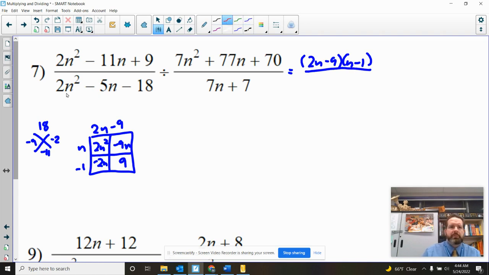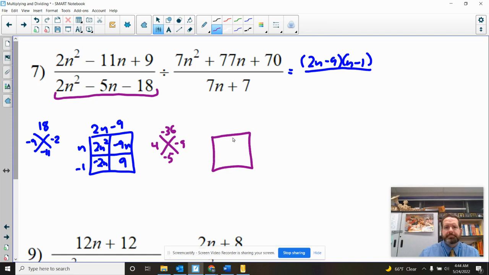Now down below, let's do this one in purple. So looking now for two numbers that multiply to negative 36, add up to negative 5. That's going to be negative 9 and positive 4. So 2n to the second minus 18. And then here, one of them gets the negative 9, one gets the 4. So here, 2n minus 9 in common. Well, that's nice. That'll end up canceling away. And then here, an n plus 2.